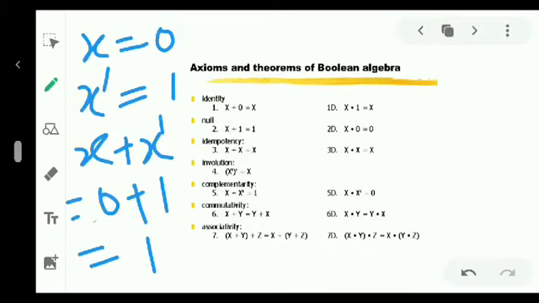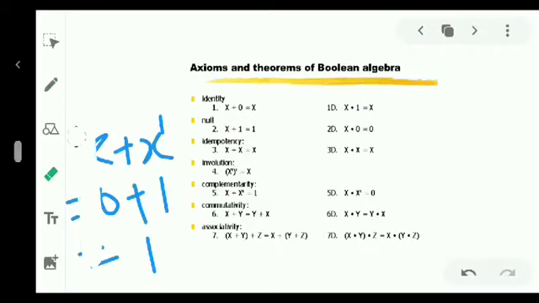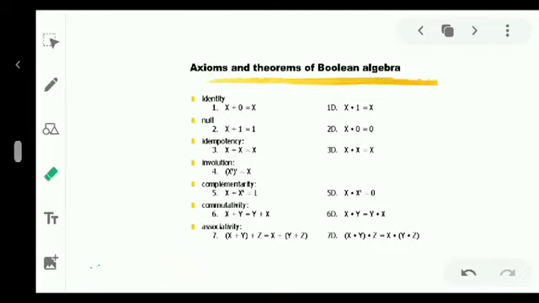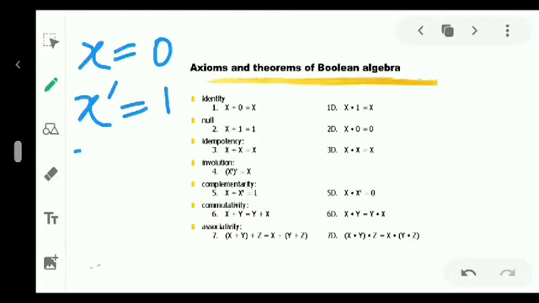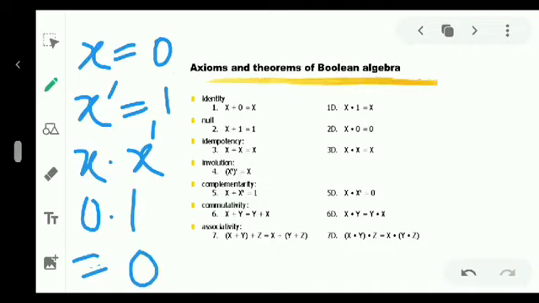Next we will prove that 5D. If you multiply x with its complement, then you always get the 0 value. So right now I am taking x value as 0. So x complement will be what? 1. So x into x complement, 0 into 1. So 0 into 1 means 0.